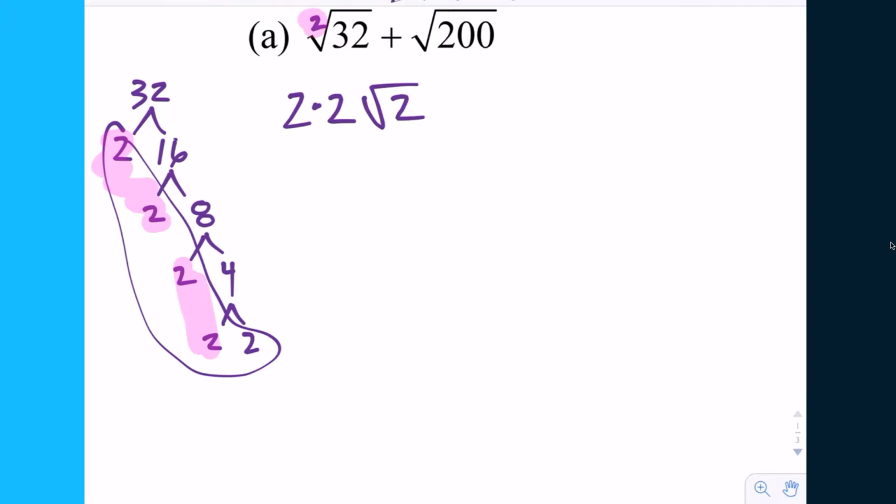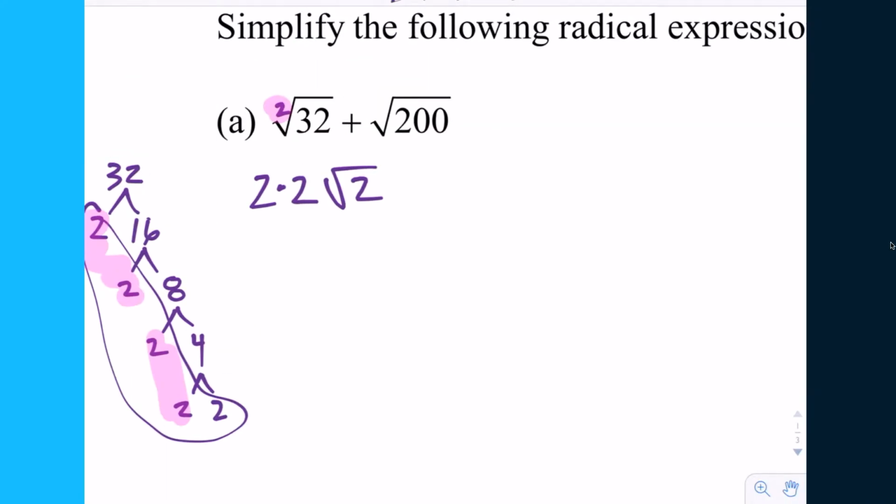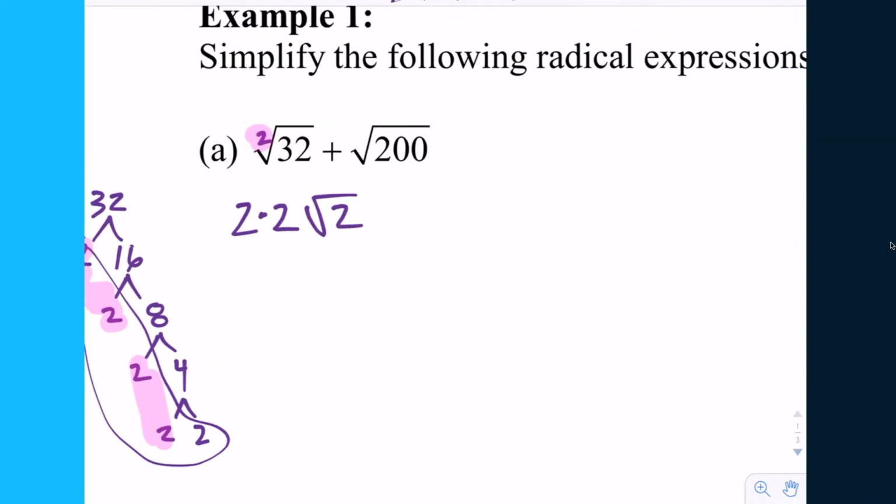And, of course, that becomes what? 4 square root of 2? You can also just say it's 16 times 2, and the square root of 16 is 4. If you don't want to do factor trees, let's say 200, you didn't realize it was 100, you could do the upside-down birthday cake. Remember that?